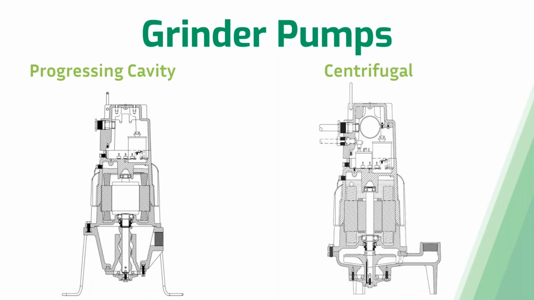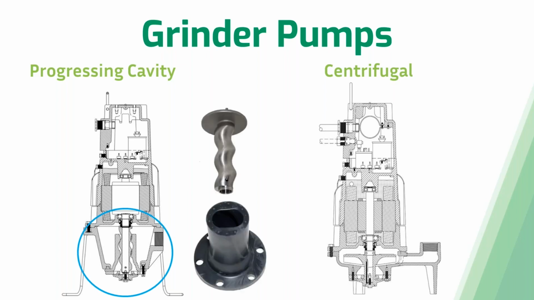There are really two different types of grinder pumps that are out there. There are progressing cavity pumps, which are a type of positive displacement pump. And then you have centrifugal grinders, which are very similar to really any other centrifugal type pump. With a progressing cavity pump, you have a rotor and stator design, which is shown in this cutaway here. And here I have a good image of the actual rotor and stator that's found inside of our progressing cavity pumps.